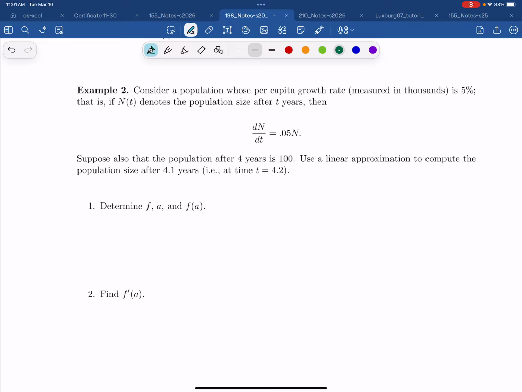The key thing is that the population after 4 years is 100. So that gives us the point (4, 100). We don't actually know what n of t is. It turns out we could derive it, because this is a relatively simple differential equation, but that's a little above our pay grade, so we're not going to do that right now. But we do know that a equals 4 and n of 4 equals 100, because it was given to us.